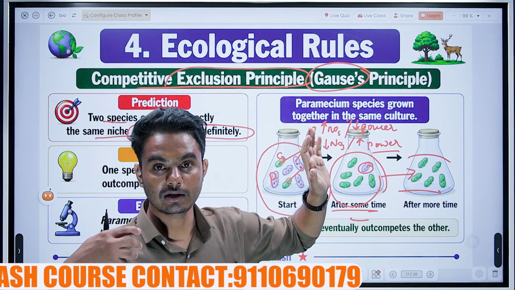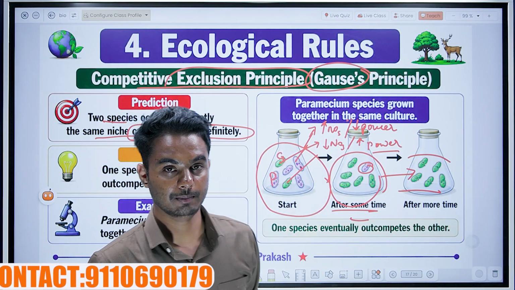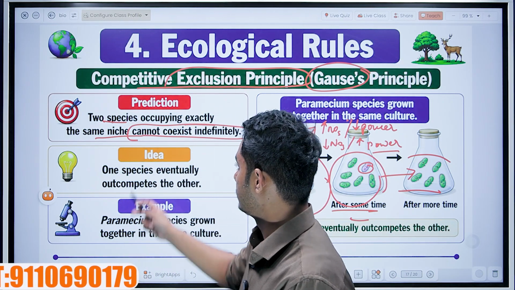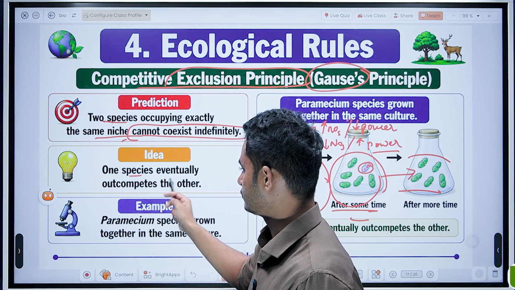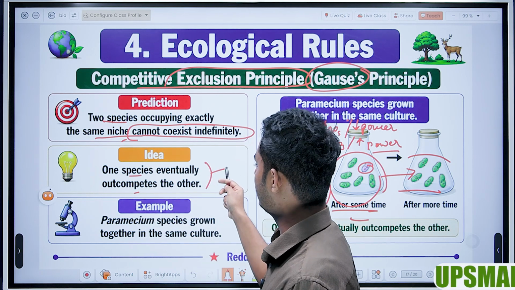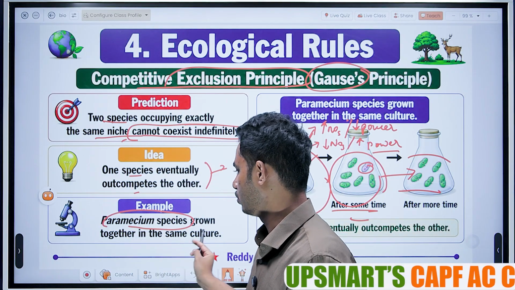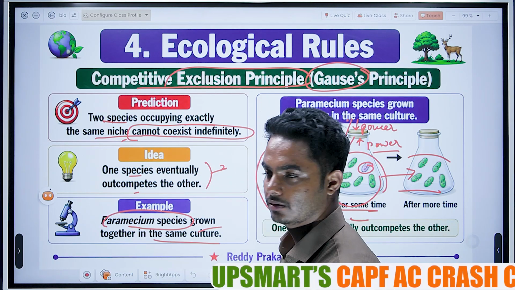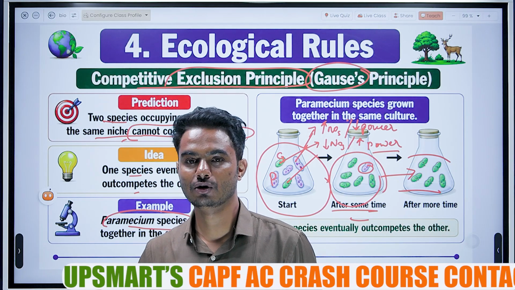This is called the competitive exclusion principle. It will exclude those which are not competitive. Okay, that is given by Gause. Species with similar niche cannot coexist. One species eventually outcompetes and excludes the other. Paramecium species grown together in the same culture. These are two kinds of paramecium. One will dominate the other.